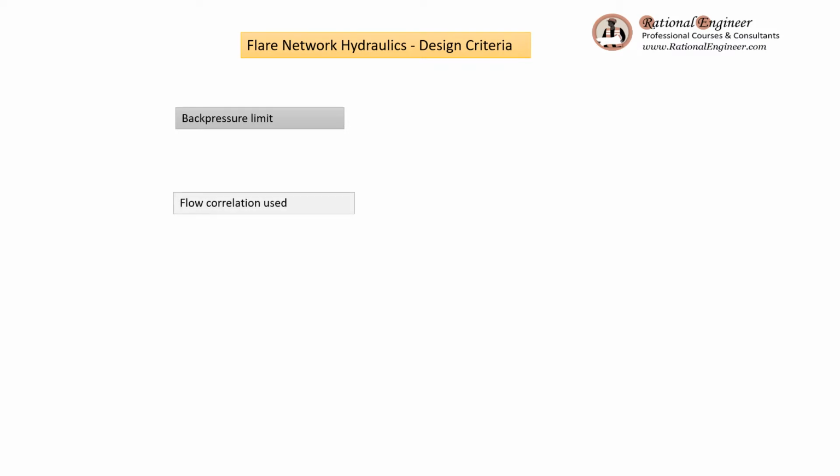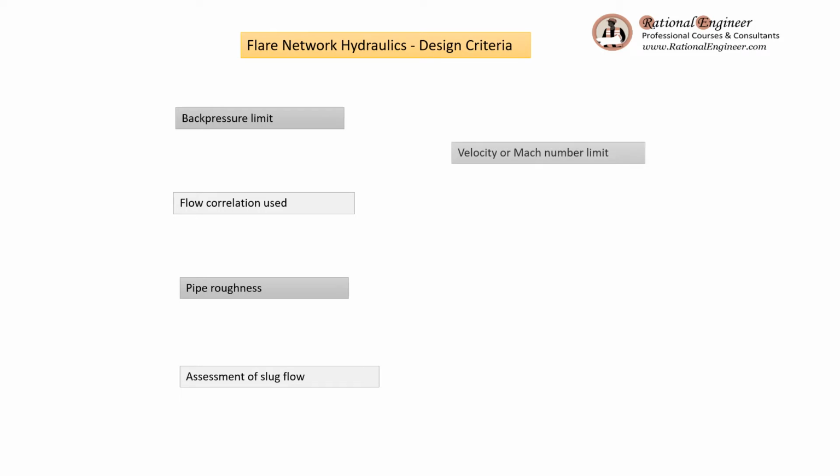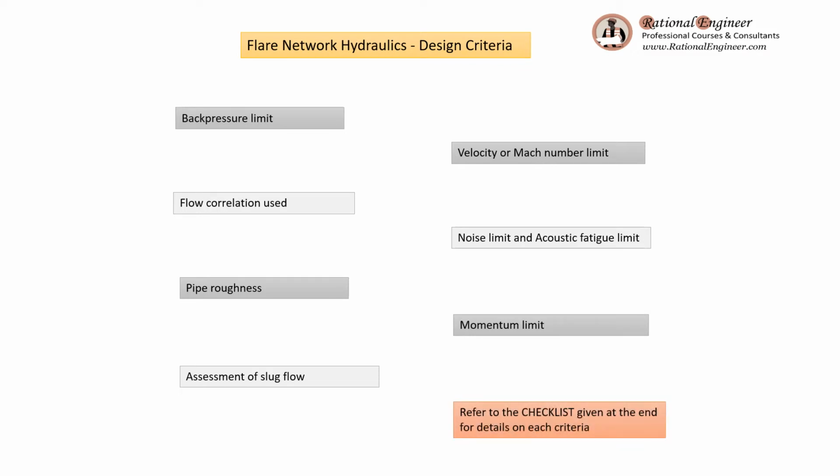flow correlation which need to be used for the modeling, pipe roughness which will be used for the flare network, in case of any two-phase assessment of slug flow, Mach number limit, noise limit and acoustic fatigue limit or sound power level, momentum limit. You can refer to the checklist which is given at the end of this video for typical values for all these design criteria.